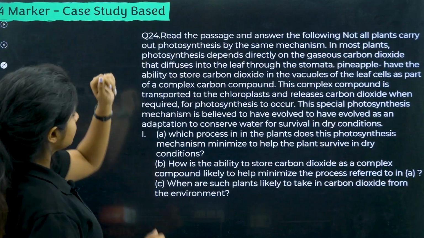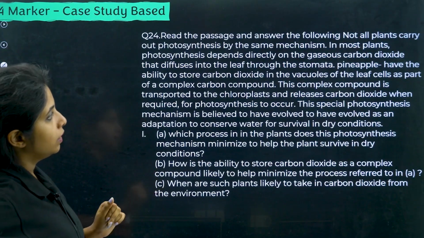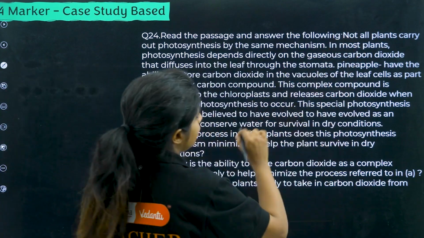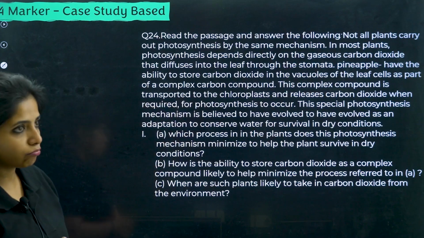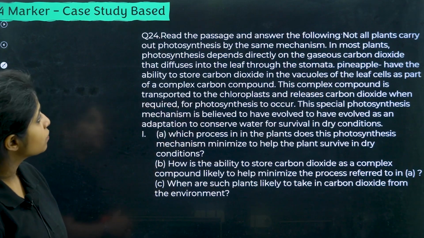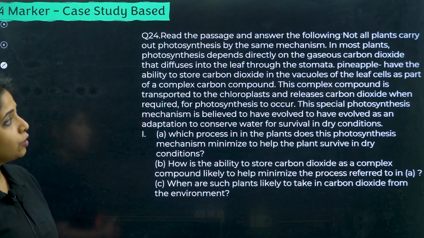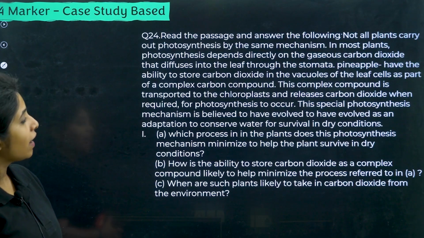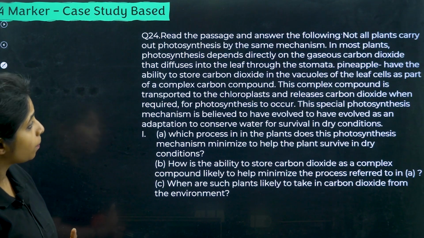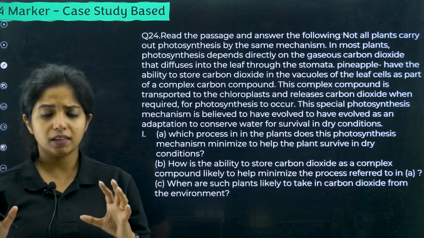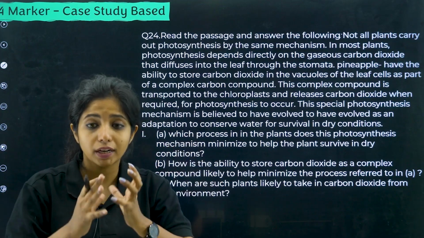Next thing, this is a case study based question. So read the passage and answer the following. Okay. Not all plants carry out photosynthesis by the same mechanism. Okay. In most plants, photosynthesis depends directly on the gaseous carbon dioxide that diffuses into the leaf through the stomata. Okay. Pineapple has the ability to store carbon dioxide in the vacuoles of the leaf cells as part of a complex carbon compound. So basically they are saying pineapple is one such plant which takes in carbon dioxide and stores it in some other form.